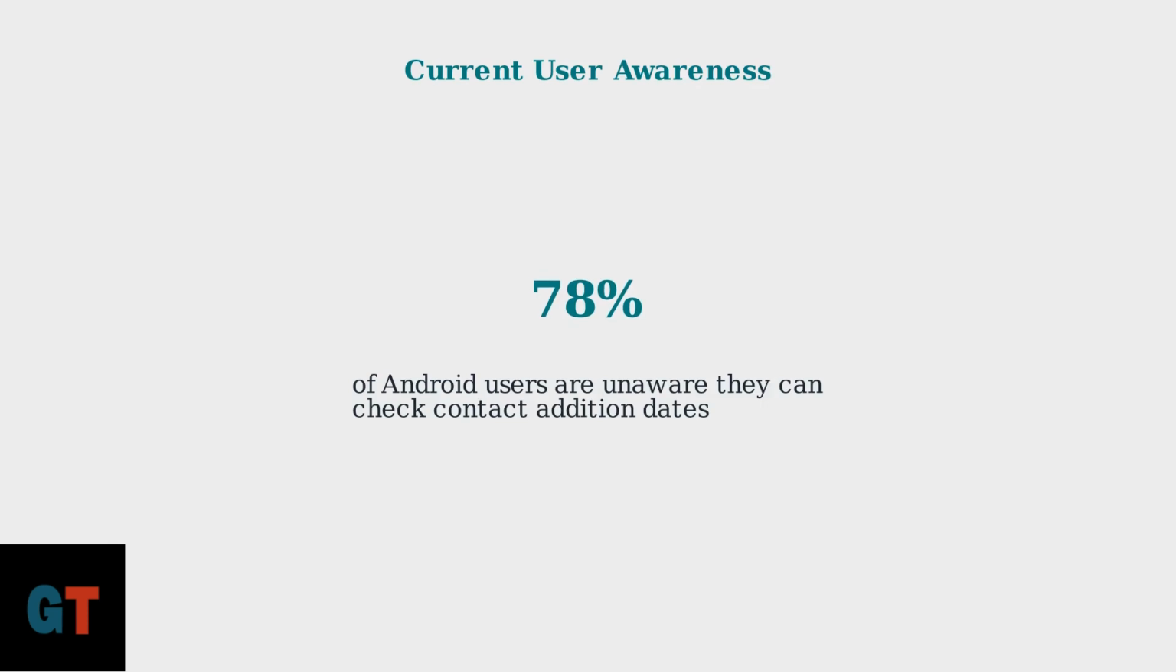Current statistics reveal that 78% of Android users are unaware they can check contact addition dates. This highlights the need for more user-friendly solutions in future Android versions. These methods provide current solutions for checking contact creation dates, while future developments promise to make this information more accessible to all Android users.